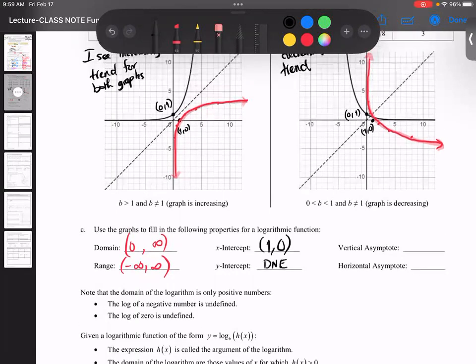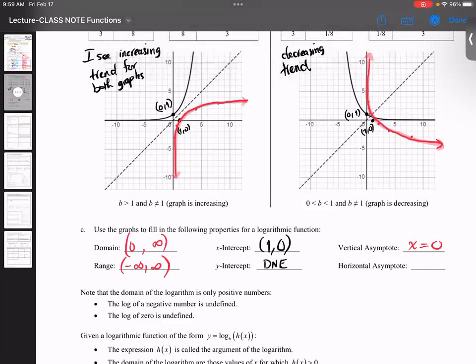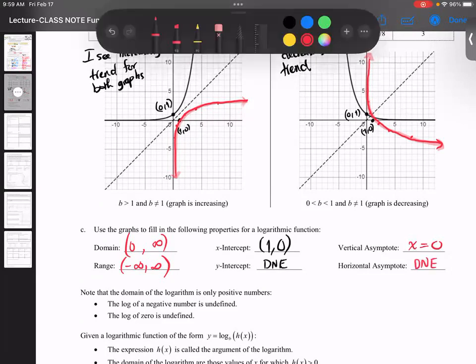What is the vertical asymptote? I just said it earlier. Yeah, x equals 0, right? You're going to say x equals 0. And then for the, let me use red. Is there a horizontal asymptote? No, no. Does not exist.